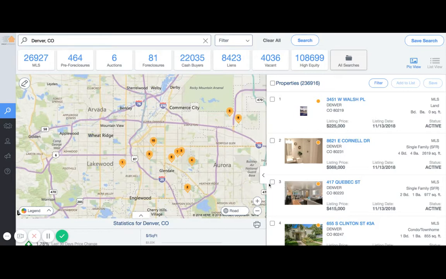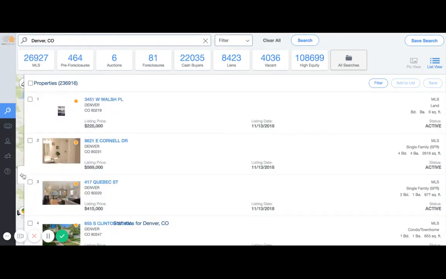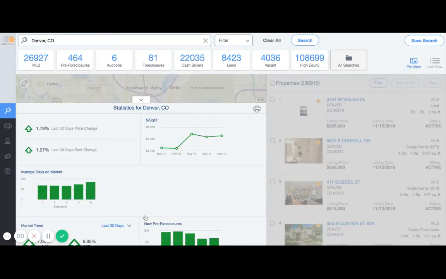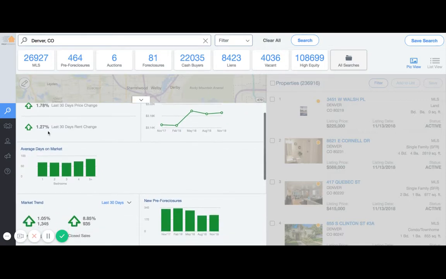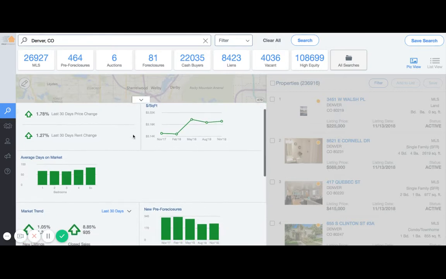The great thing with this tool is you can look from a list view of the properties, or you just hit this button right here and it pulls up all the stats of the market. So we can see that the prices have changed. They've gone up by 1.78% in the last 30 days. Rent has gone up as well, as we can see right here in the last 30 days. We can see prices per square foot, a trend from the beginning of November of 2017. We can even print this out too, which is really awesome.